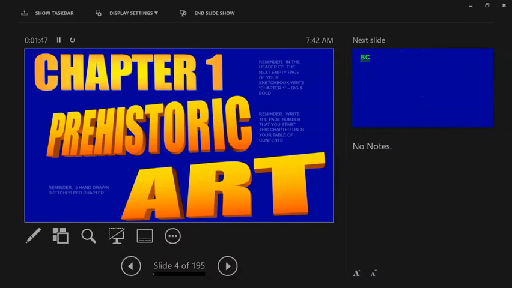And so go to your table of contents, find chapter 1, and next to chapter 1, next to that dotted line, I want you to write 10. That's the page that we're starting on. And when we start chapter 2, everybody's going to be on a different page, okay? And this is also a reminder that 5 hand-drawn sketches per chapter.